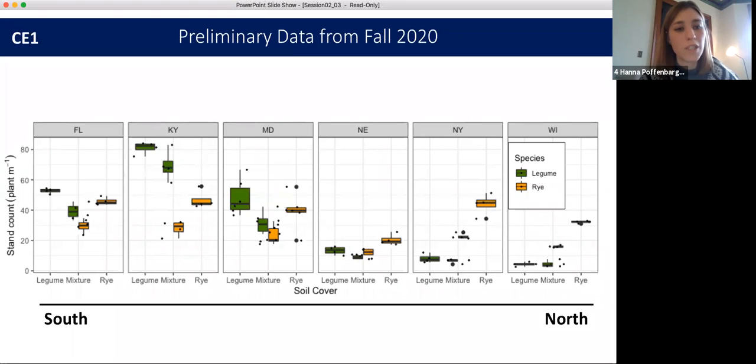And so in general, the stands for the legume and the rye were higher in monoculture than mixture, which was according to our seeding rates. But the thing that I thought was interesting is the higher stand counts of the legume in the southern locations, and then the higher stand counts of the rye in the northern locations. So we're already starting to see how in the northern locations the emergence of the legume may not be quite as good, or initial growth, since it's a bit colder.